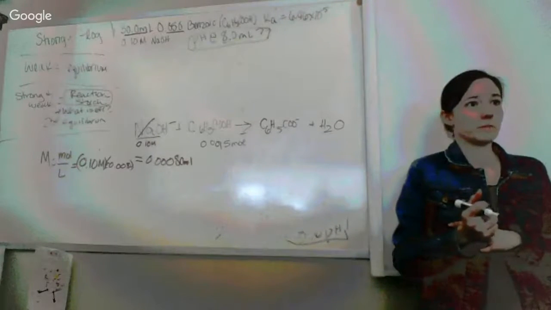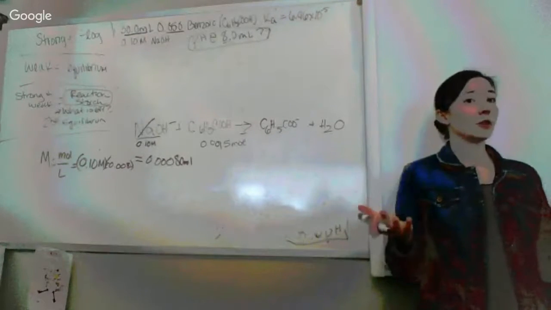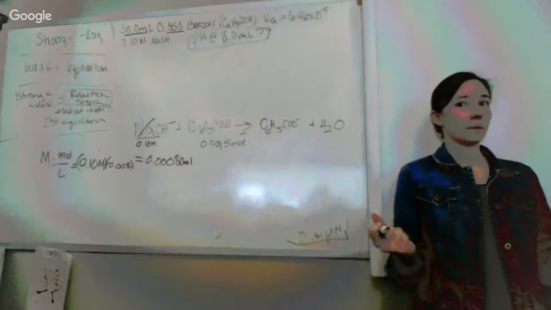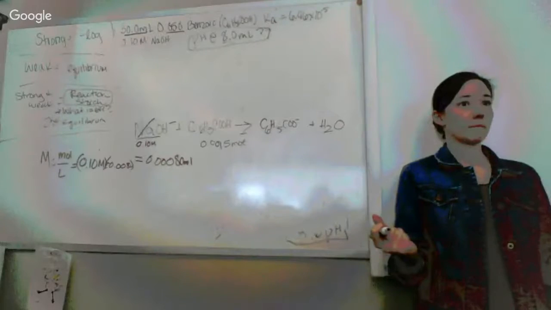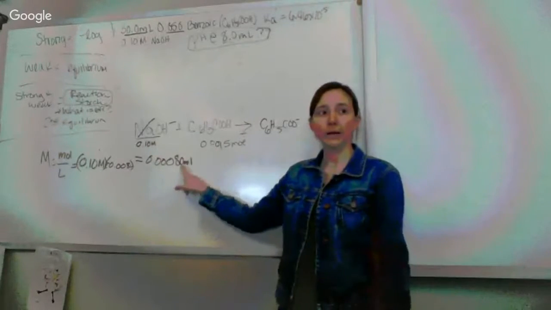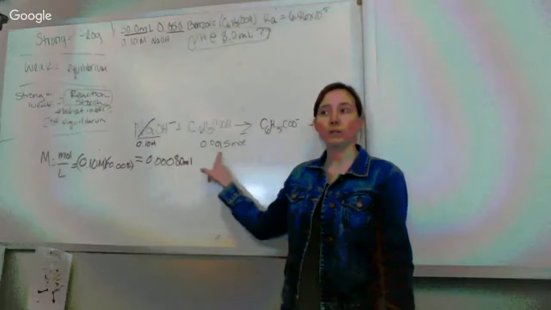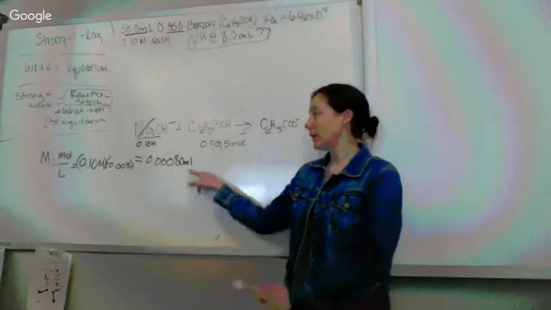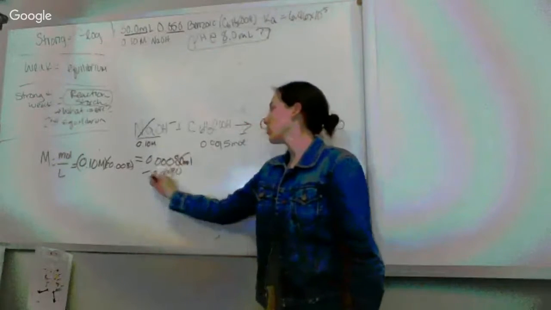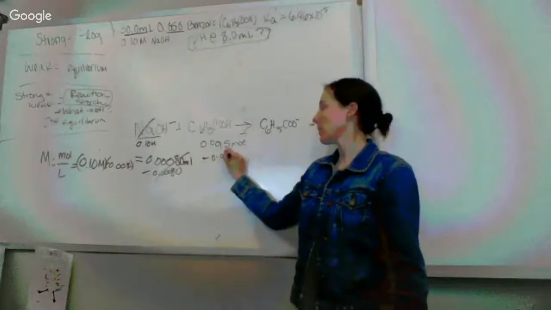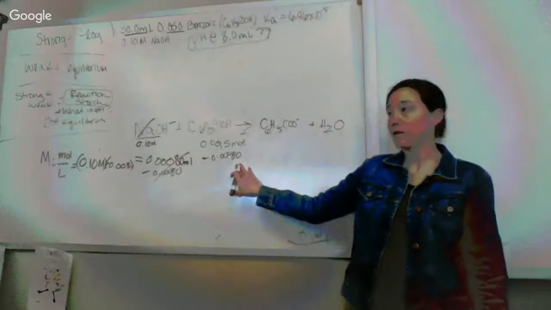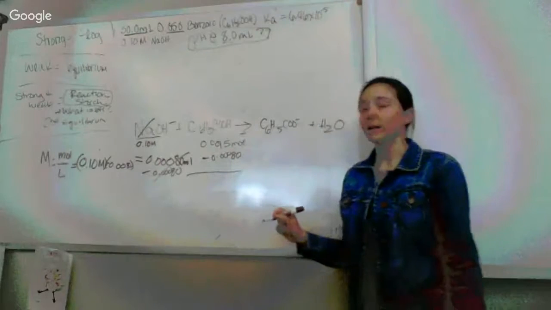So far, so good. Okay, now I need to know what's going to be left over. So I know how much I started with. So what's doing the reacting here? Those two, right? Which one am I going to run out of first? NaOH. So I'm going to use up all my NaOH, and then only some of my benzoic acid. How much benzoic acid will I have left?